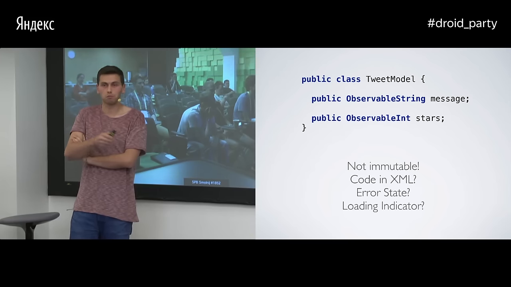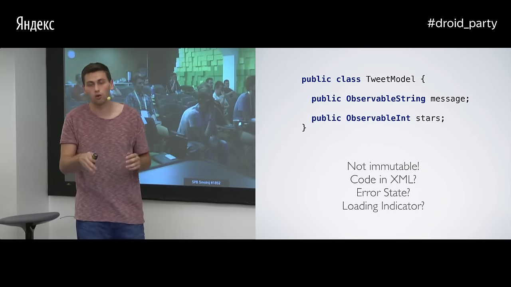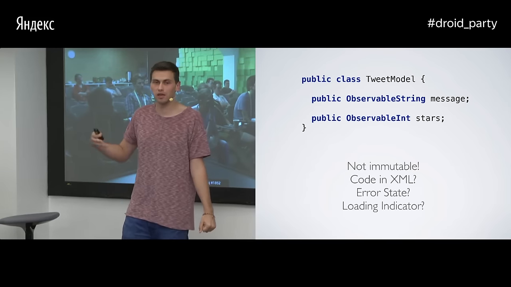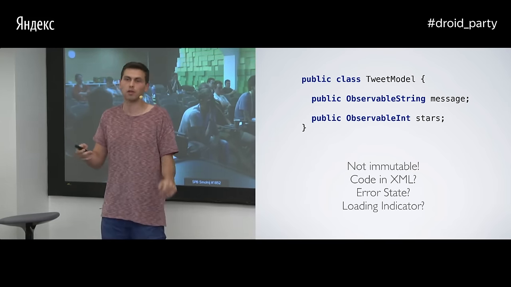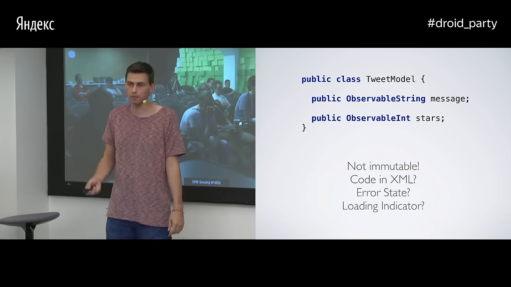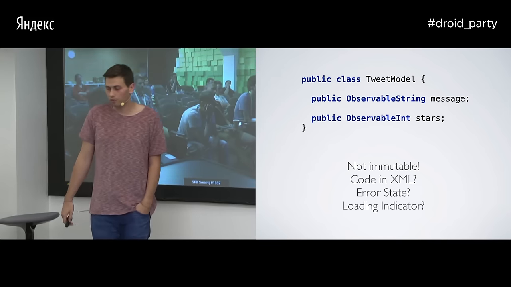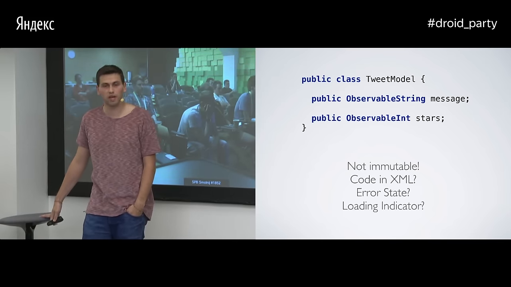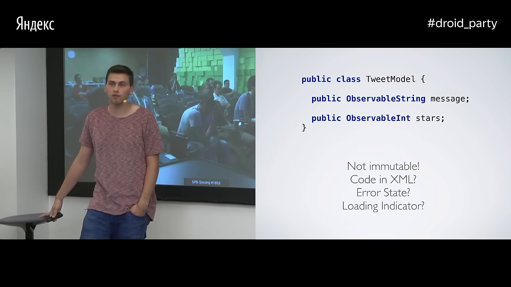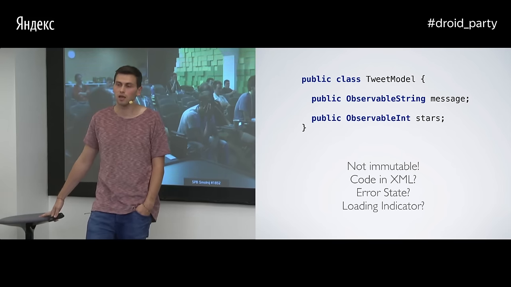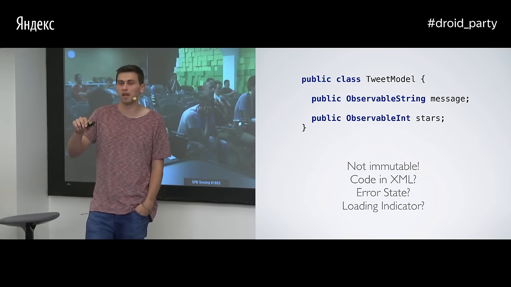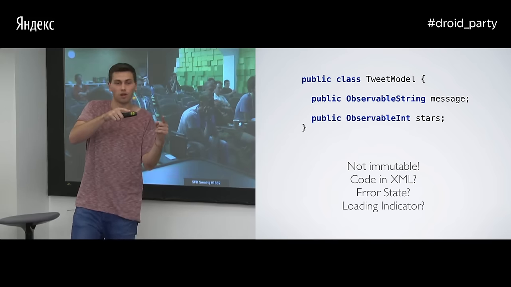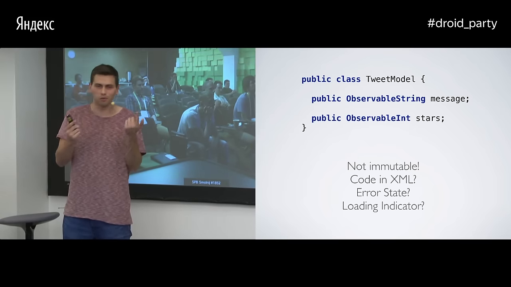We also end up coding some business logic in XML, which is not that big an issue if you don't do it for everything, but it's not testable if you do it in XML. And one thing that most of these model view model approaches lack is some kind of answer for what to do with an error state, what to do with a loading indicator. Even on the Windows phone, we have data binding for our list of elements, but we manually set the view indicator to visible or gone or something like that. So why not do everything, right?